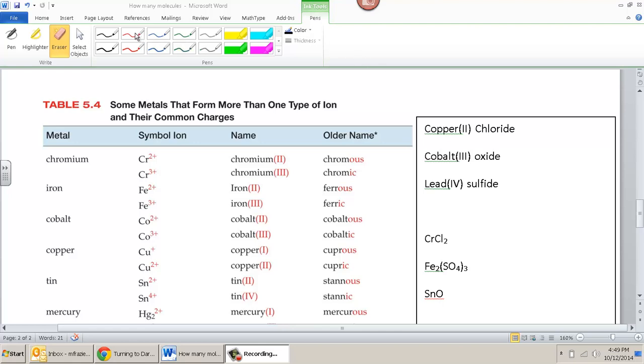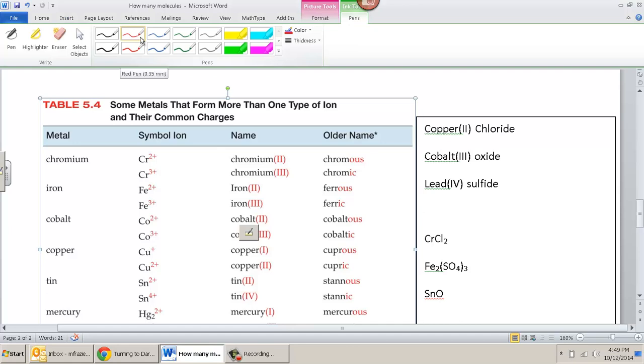So first, I've got a few problems over here on the right where I'm giving you the name, and you should figure out what the formula is. So this first one is copper 2 chloride. First thing to do is just write out the symbol for the two elements that are in the compound, and that would be copper and chloride, or chlorine. Now the name of this thing has copper 2, so that means the copper is going to have a +2 charge. So that's going to be 2 plus.